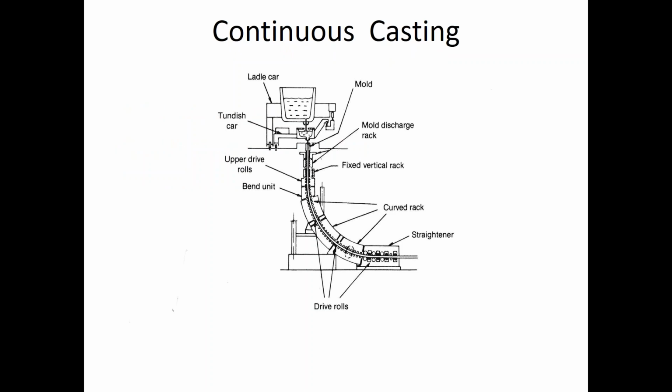Well, here's a continuous casting schematic. This could be steel. This could be copper. This could be aluminum. Could be anything. I've seen it, more specifically, in steel and copper.